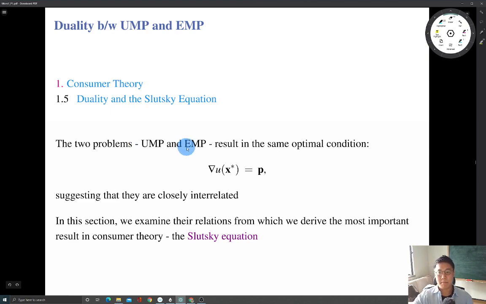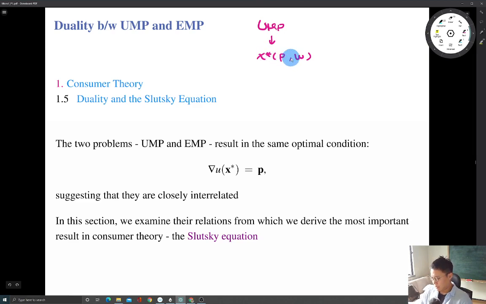And from the UMP, we derived Walrasian demand. And Walrasian demand is the optimal demand schedule when the consumer attempts to maximize his own utility, given price vector P and consumer's wealth W. So Walrasian demand becomes a function of these two parameters.